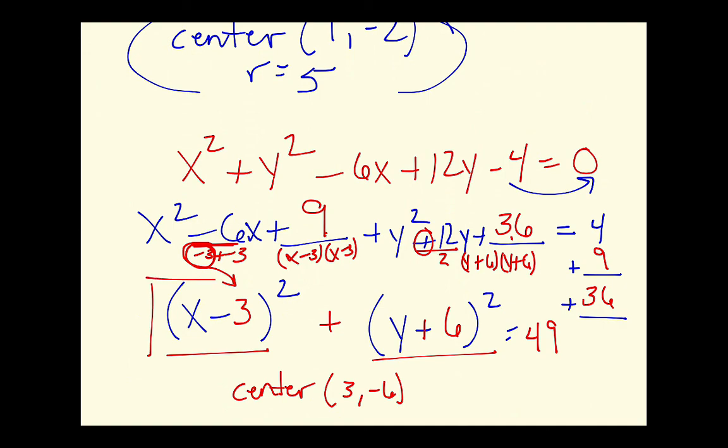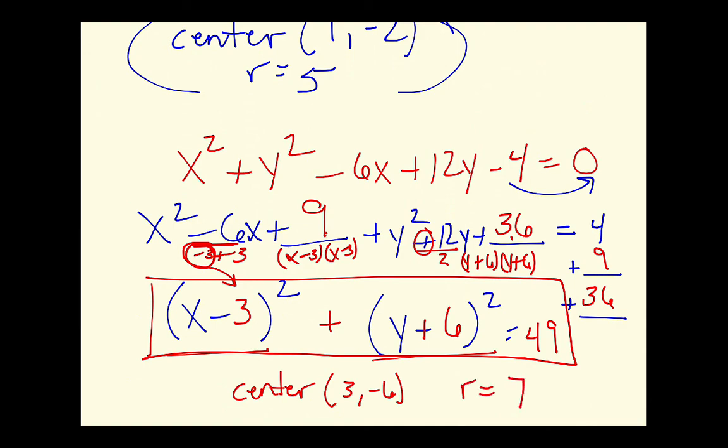So here's the standard form of the equation. x minus 3 squared plus y plus 6 squared equals 49. So the radius is 7, because 7 squared would be 49. So the goal is to put it into standard form so I can continue to find the center and the radius very quickly.